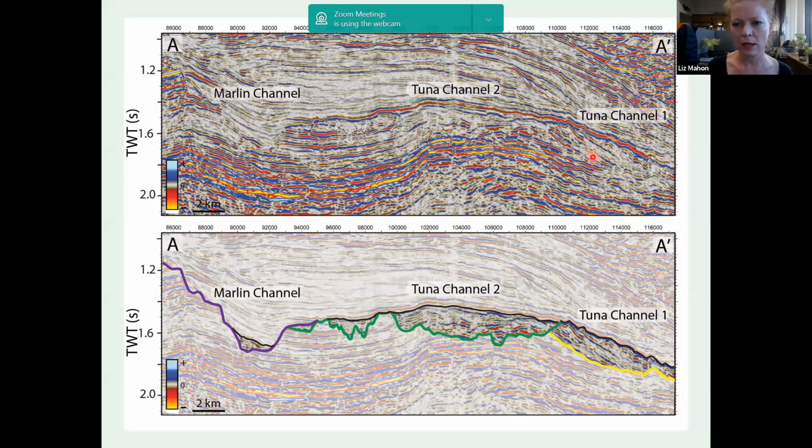Based on the difference in age of the sedimentary fill of these channels, and also on this cross-cutting relationship that you can see here, we divided up the Tuna channel into 1 and 2. But basically these are broad divisions, because each of these three channels consists of multiple phases of incision and infilling. So they're quite complicated.